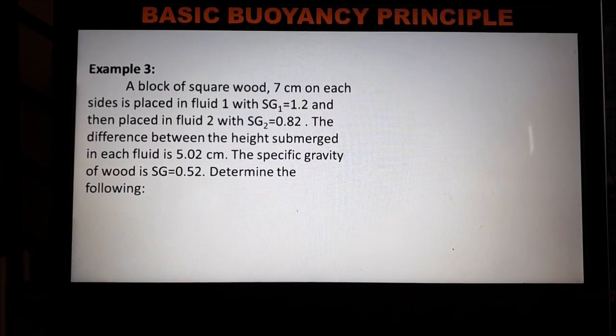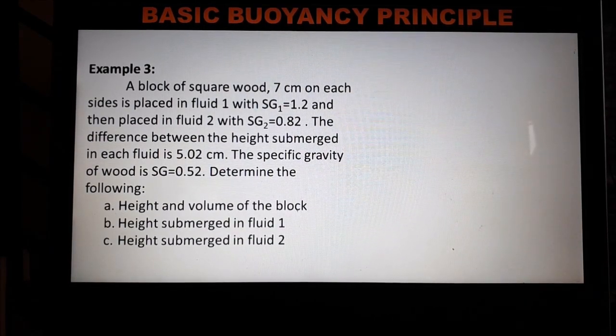Now let us try another problem, number 3. We have a block of wood, a square wood, 7 cm on each side, placed in fluid 1 with a specific gravity of 1.2 and then placed in fluid 2 with a specific gravity of 0.82. The difference between the height submerged in each fluid is 5.02 centimeters. The specific gravity of wood is 0.52. Determine the following: A. Height and volume of the block. B. Height submerged in fluid 1. C. Height submerged in fluid 2.